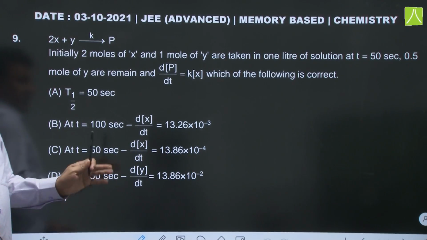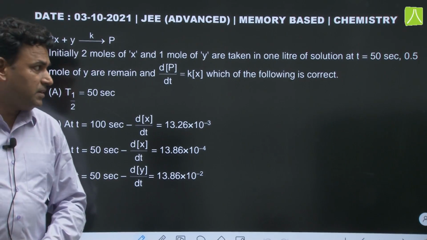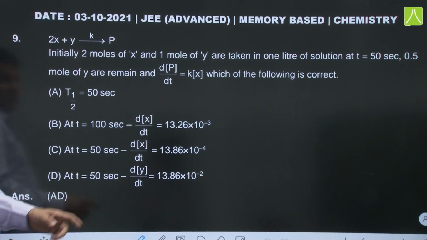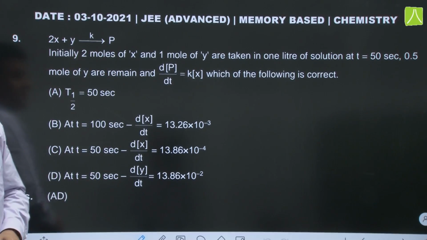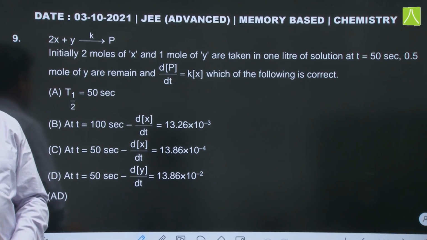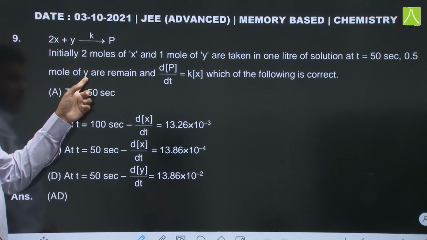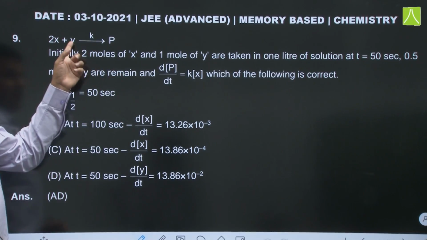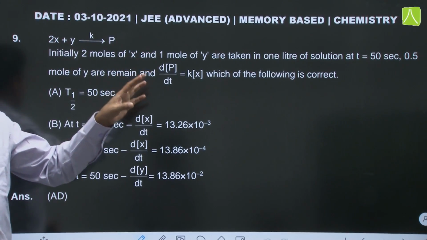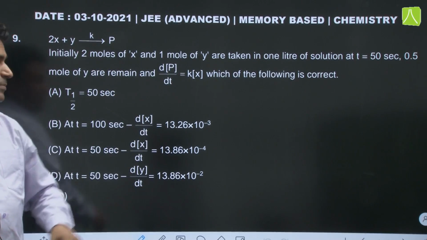Next question is from chemical kinetics. This question is of a slightly tougher level. This is 2X plus Y giving us product P. Initially 2 moles of X and 1 mole of Y are taken in 1 liter solution. At t equal to 50 second, 0.5 mole of Y is remaining. So out of 1 mole, 0.5 mole, 50% consumption of Y has taken place at t equal to 50 second.